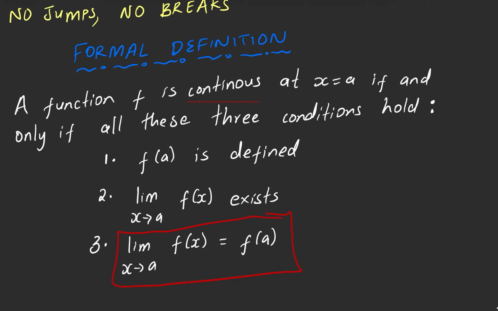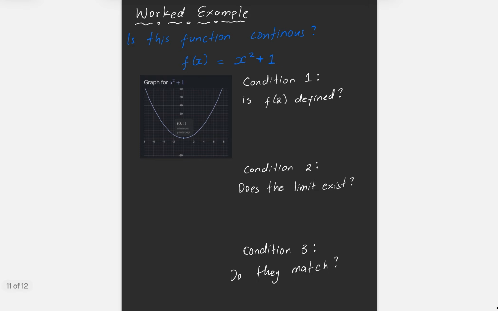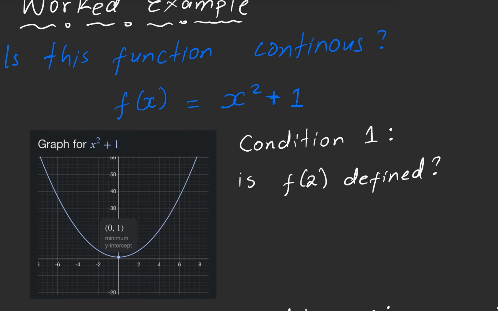The limit as x approaches a has to equal the actual function value at a. If all three are true, the function is continuous at that point. To make more sense of this, let's quickly go through an example. Say you have a question asking you to figure out if this function is continuous. The function is f of x equals x squared plus 1. I have the graph here, but this is also a polynomial that you should be able to sketch easily. It's the graph of x squared shifted up by 1 unit.